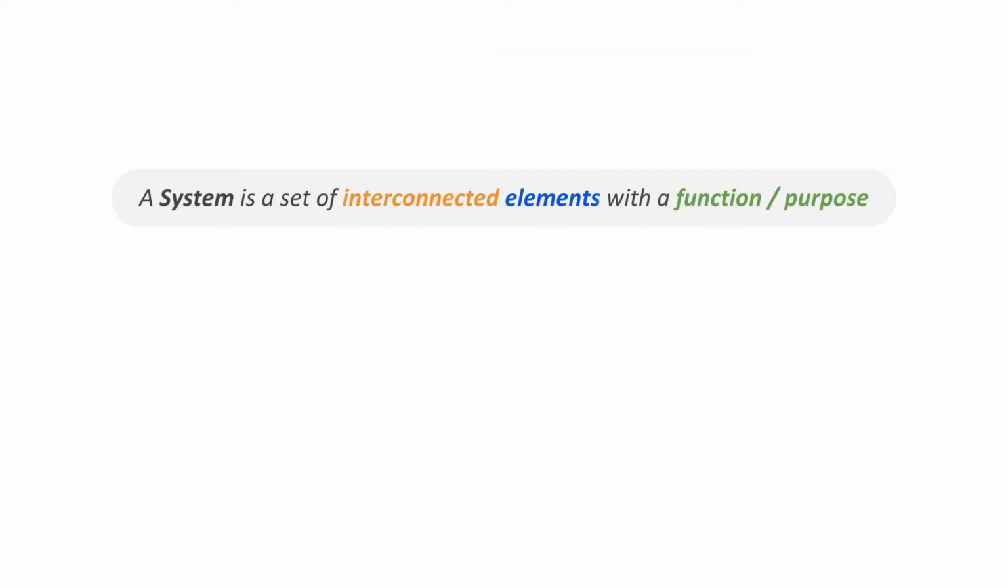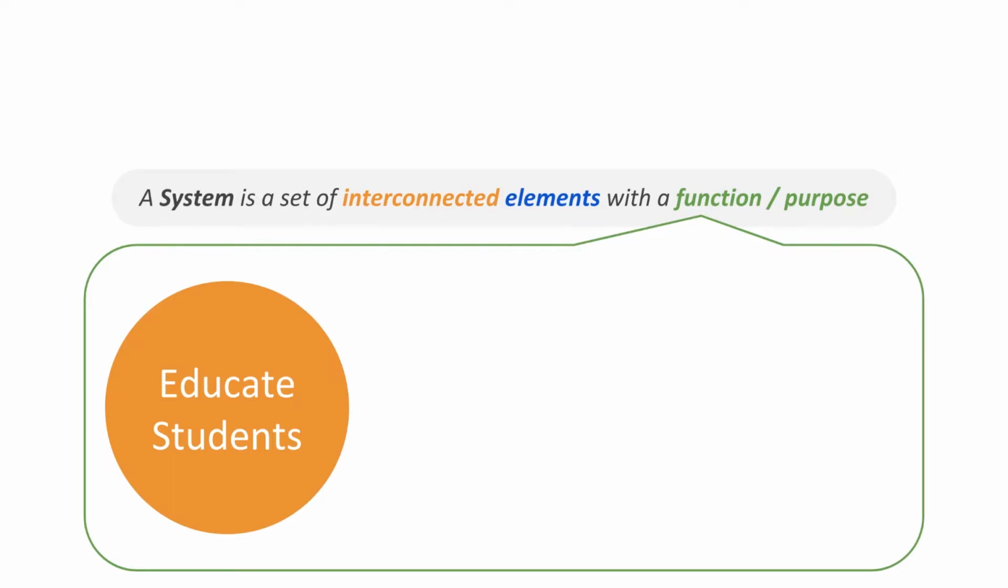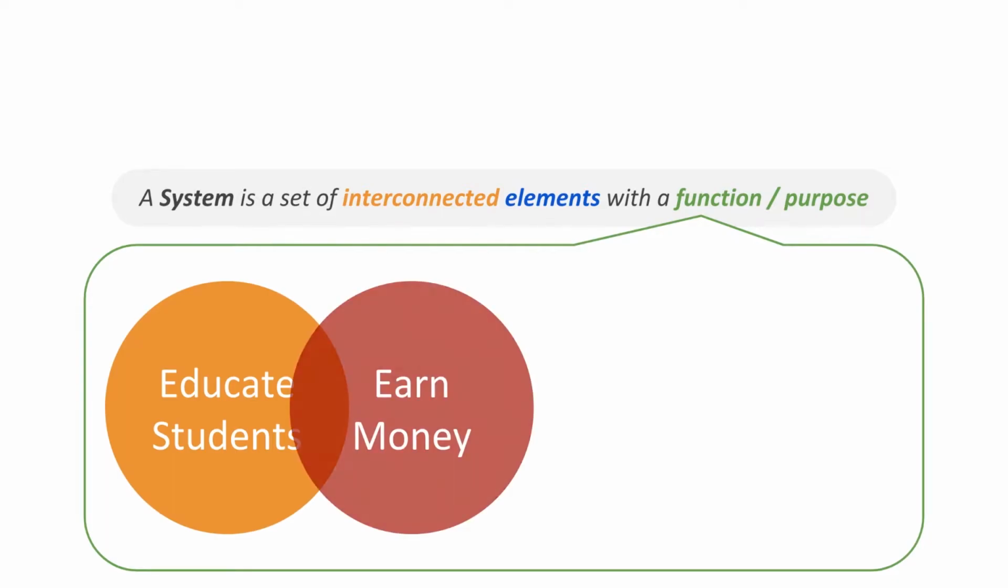The function or purpose of a system is generally its most abstract part. I'll be trying to use function for non-sentient systems and purpose for human systems, but I might get them mixed up from time to time. If we think back to the university, its primary purpose might be to educate students, although it also may have a secondary purpose of earning money. So in general, systems can have multiple purposes.